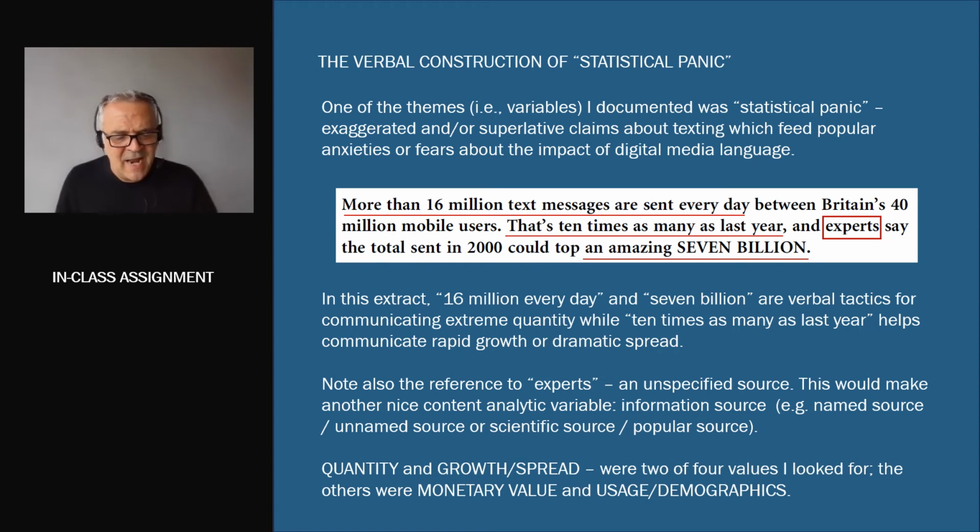But let me get back to the analysis I did for this statistical panic variable, because this is what I would like you to work with too. In the example extract above, what I've already pointed you to are two values that I called quantity and growth or spread. These were in fact two of the four values I looked at. They were also monetary value and usage or demographics. And it's at this point that you should pause the video, turn to the worksheet, and complete the in-class assignment.